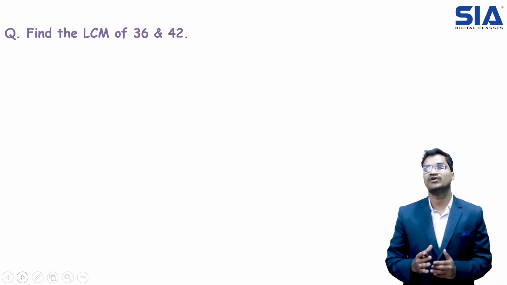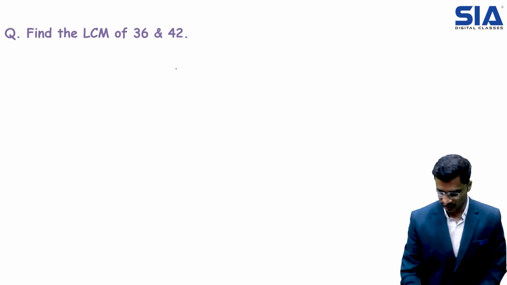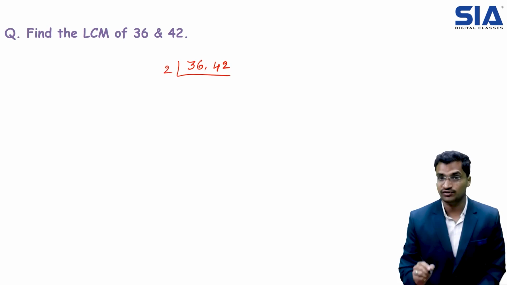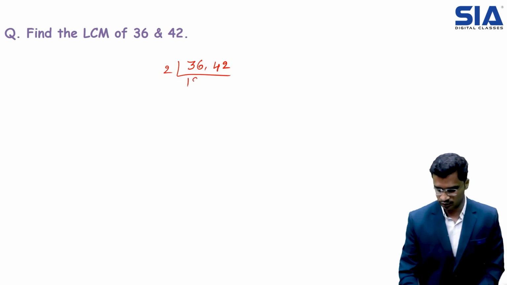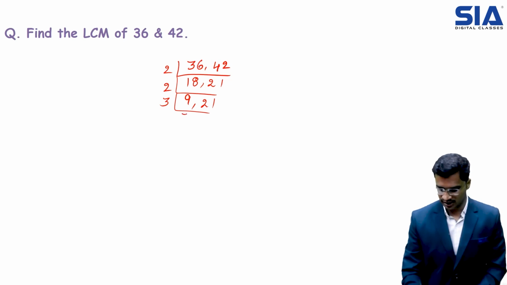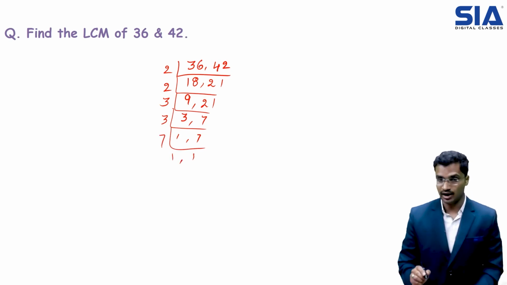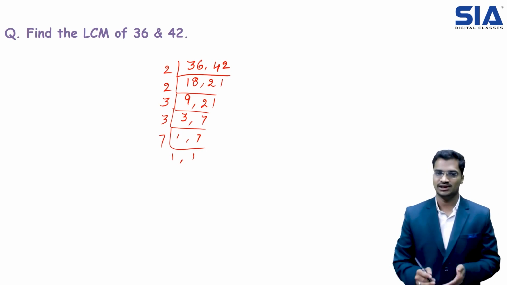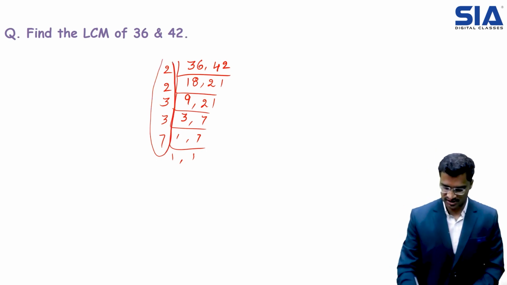We have to find the LCM of 36 and 42. First of all, the first prime number 2: 2 ones are 2, 2 eighteens are 36, 2 twos are 4, 2 ones are 2. Next 2 nines are 18, then 21, as 21 is not divisible by 2. Next we take the number 3: 3 threes are 9, 3 sevens are 21, 3 ones are 3, 7, 7 ones are 7. So I have achieved the numbers 1, 1.